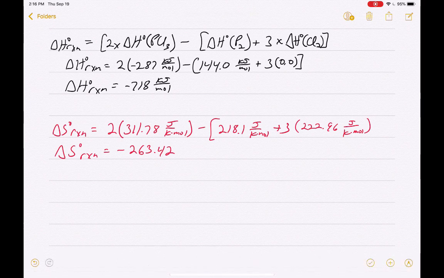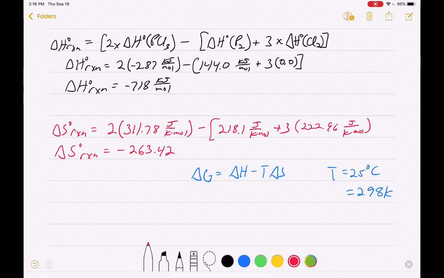Now, in order to get delta G, we need to find an equation for delta G. We know that delta G is equal to delta H minus T delta S. We're given a temperature here of 25 degrees Celsius, which of course is equal to 298 Kelvin. The other thing I need to be aware of is my units for entropy and enthalpy. I forgot to write my units out for my entropy. That's going to finish out at joules per Kelvin mole.